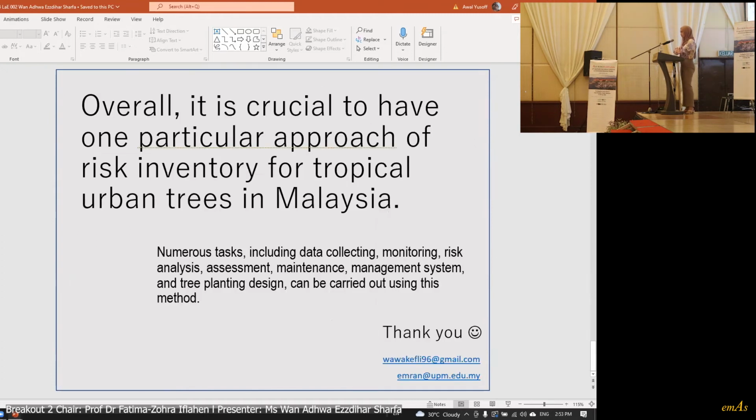So overall, it is crucial to have one particular approach of risk inventory for tropical urban trees in Malaysia. So that's all from me. Thank you.